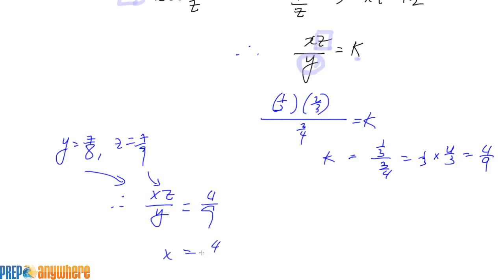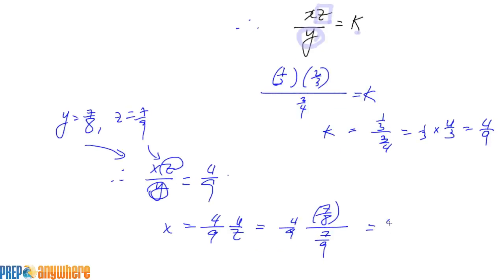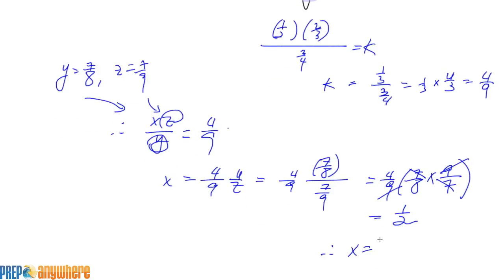So I can actually isolate for x first. 4 over 9 times y over z. So y goes on top, and z goes on the bottom, with the proper operation of multiplication and division. So it's 4 over 9, y is 7 over 8, and z is 7 over 9. So 4 over 9 times 7 over 8 times the reciprocal, which is 9 over 7. So you get half, 4 over 8 is half. Therefore, x is equal to half.